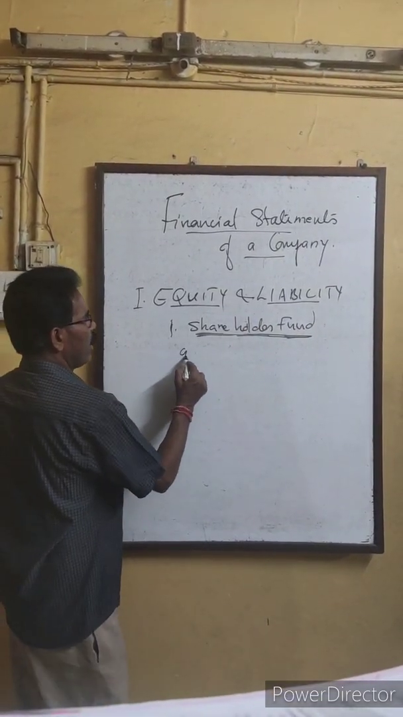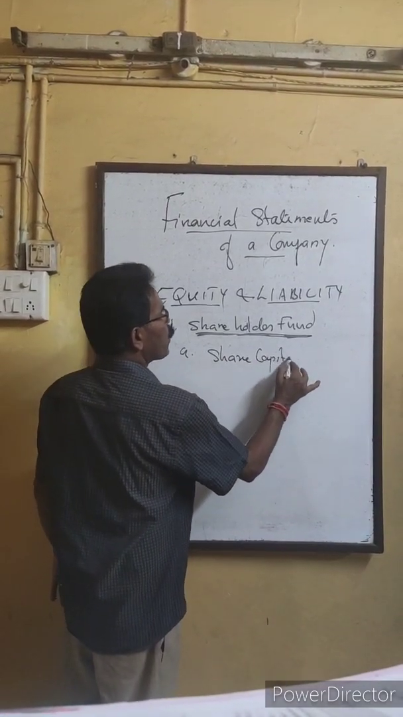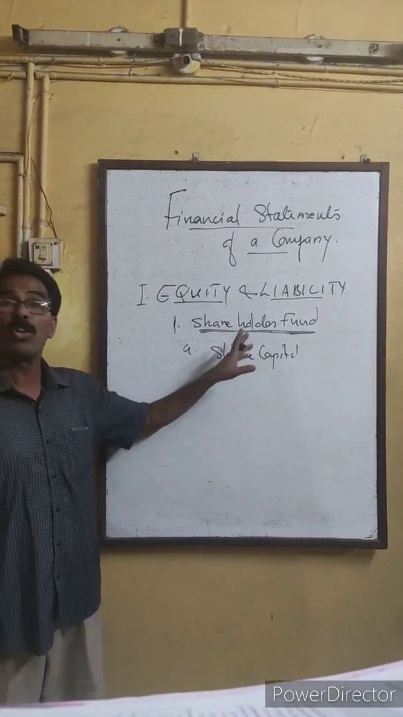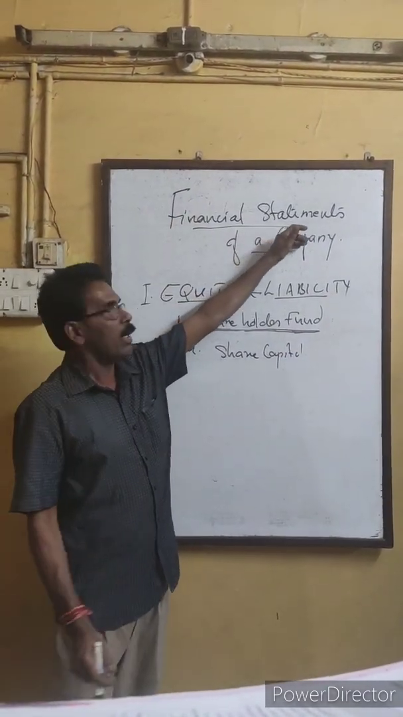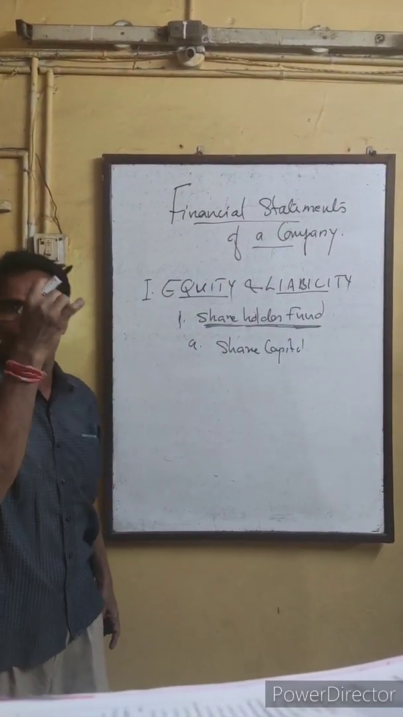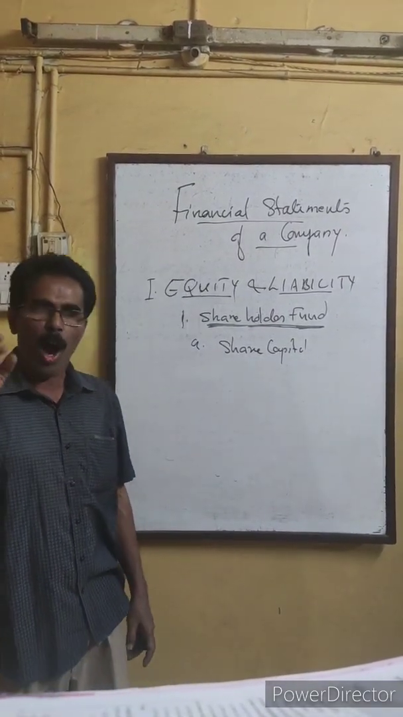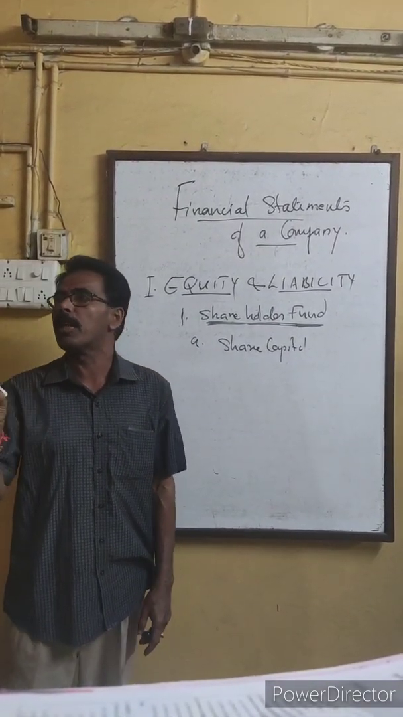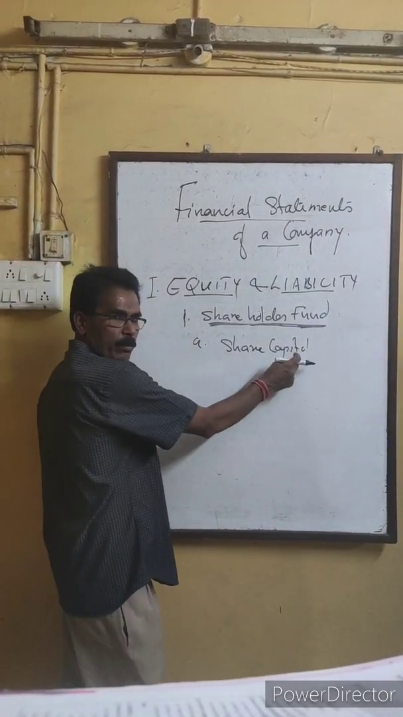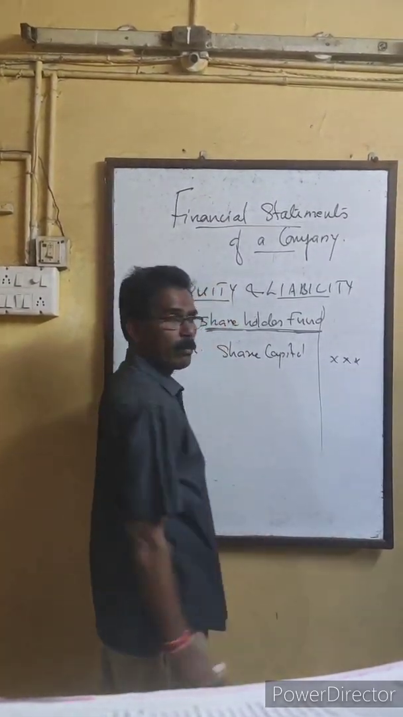And in that, another one is share capital. It should be shown how much capital collected by the issue of share so far in that particular day. It will be given in the balance sheet. Maybe if it is 31st March 2019, so up to 31st March 2019, how much money collected by the company by the issue of share to the public. That should be shown here. And that amount will be shown in this column.